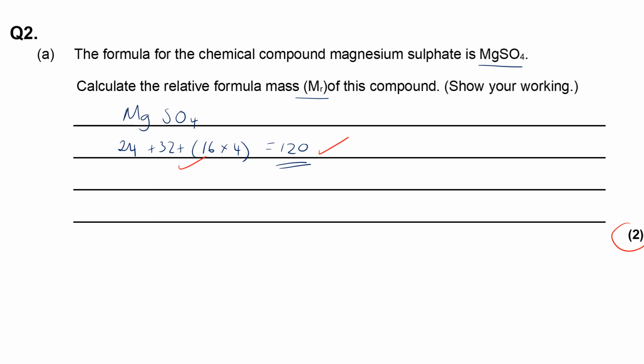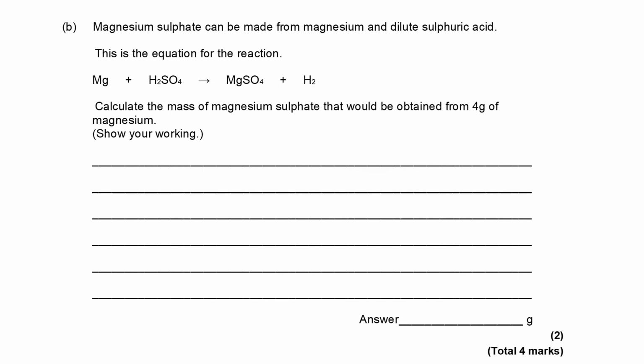The next part of the question says, part B, magnesium sulfate can be made from magnesium and dilute sulfuric acid. Now I could start writing the equation, thinking of my reactions with acids, but they've said this is the equation for the reaction and they've given me the equation. I'm just going to double check that it's balanced because that's always my first step. Just double check it's balanced, and I can see that it is. And it says calculate the mass of magnesium sulfate that would be obtained from 4 grams of magnesium.